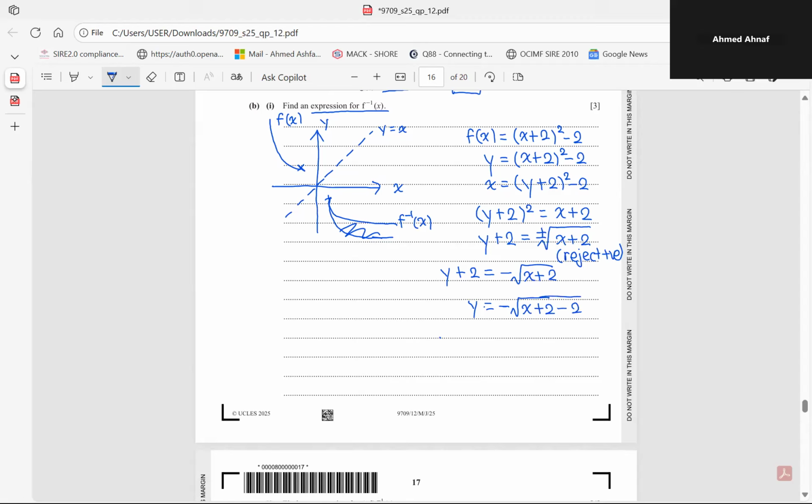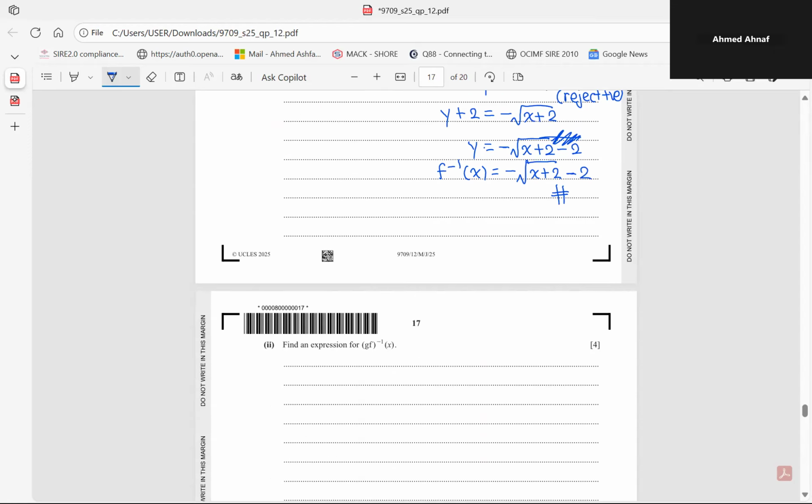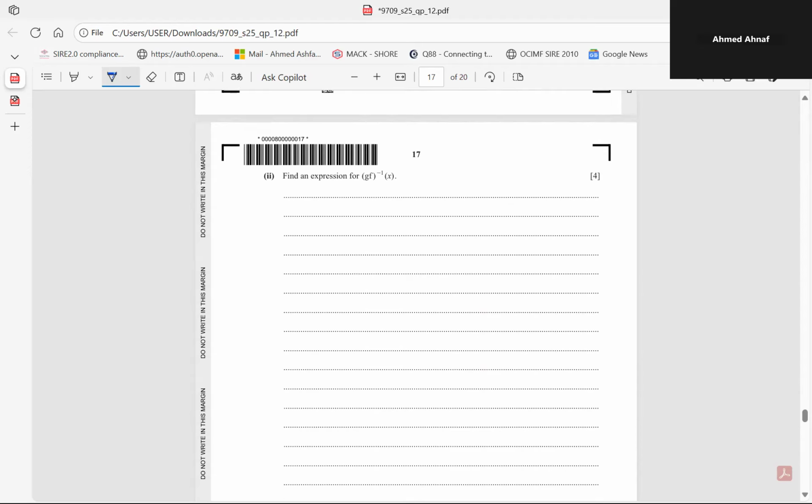Now replace the y with f inverse x. So this is f inverse x equals negative square root of x plus 2, minus 2. So this is our final answer for this question. Let's head on to the next question.